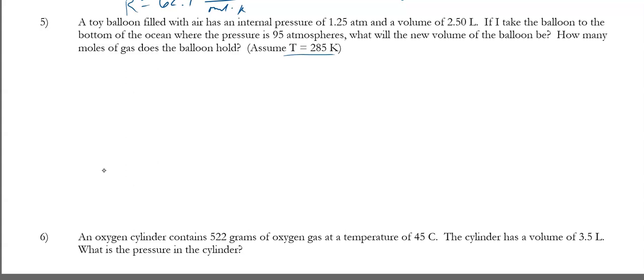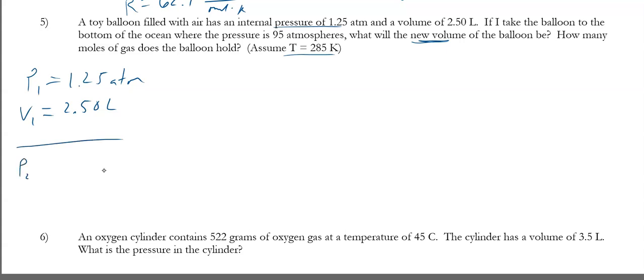So to answer the first part, what will be the new volume of the balloon? Again, new volume means there was a change in the system. We're going to use the combined gas law here. What do we have? The internal pressure, so P1 equals 1.25 atmospheres, and a volume of V1 equals 2.50 liters. I take the balloon to the bottom of the ocean. The pressure is 95 atmospheres, so I have a new pressure, P2 equals 95 atm. And it's asking what the new volume is going to be, so the final volume, V2.